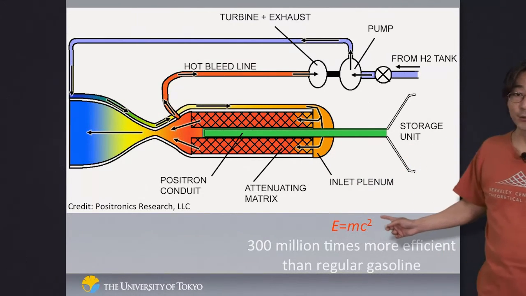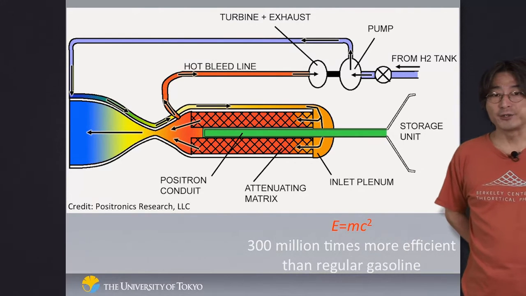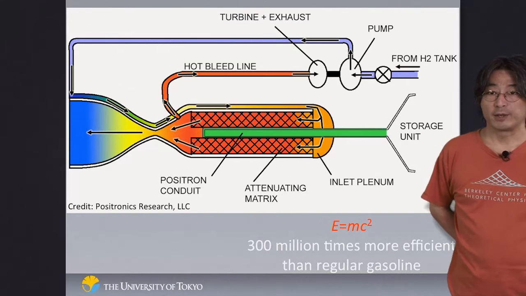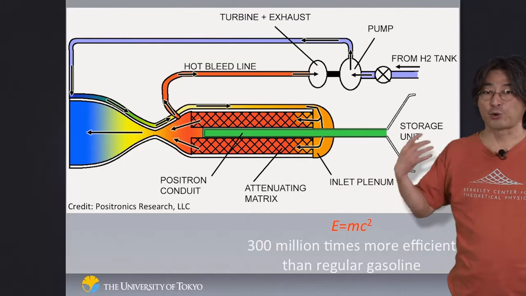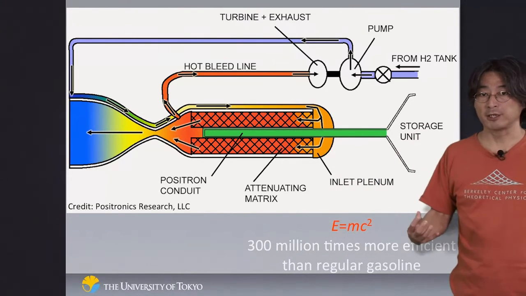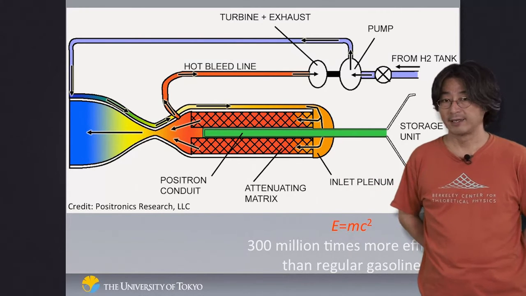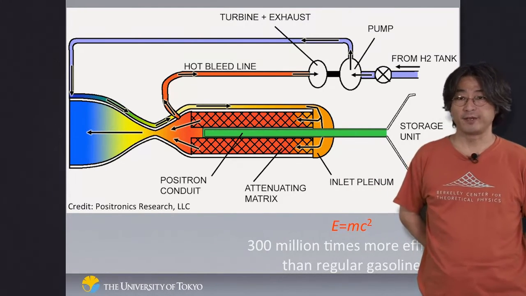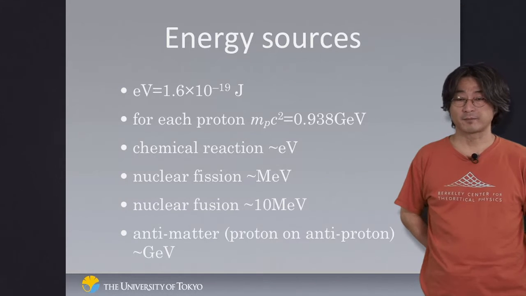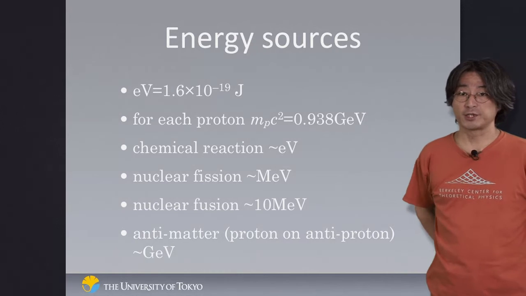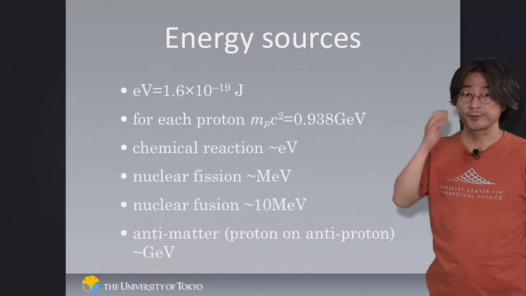And that kind of energy source turns out to be 300 million times more efficient than regular gasoline. So if you're on a spaceship, you'd like to store energy as efficiently as possible. So antimatter looks like indeed a good candidate for that. So that's why the Star Trek movie relies on antimatter for that. And that brings up the question about, okay, what kind of energy sources are more efficient over the others?